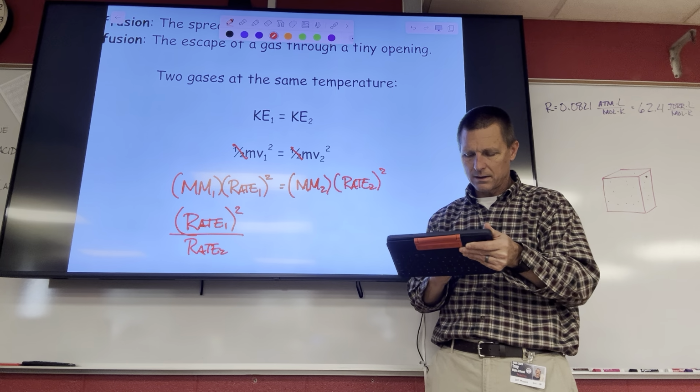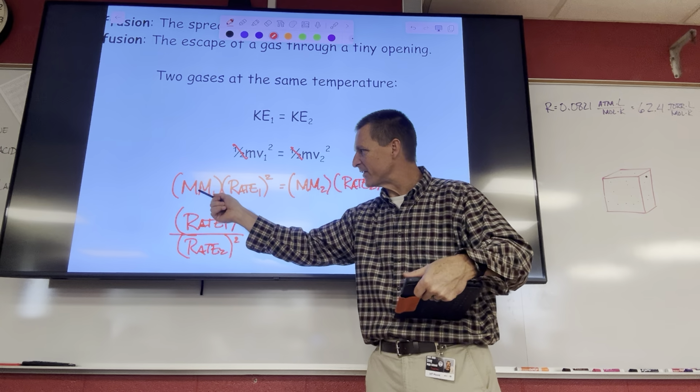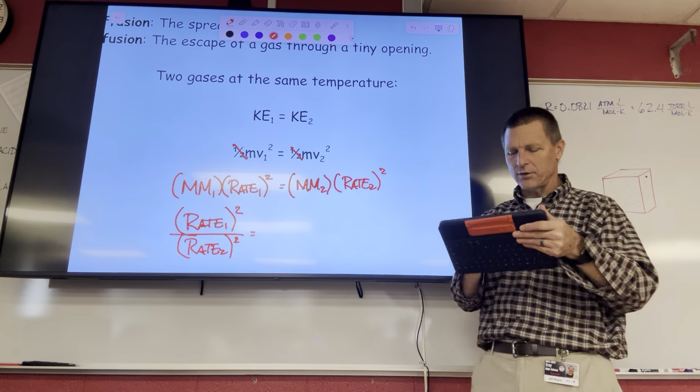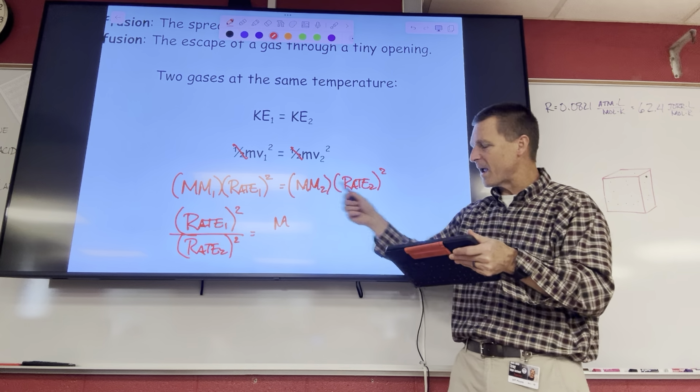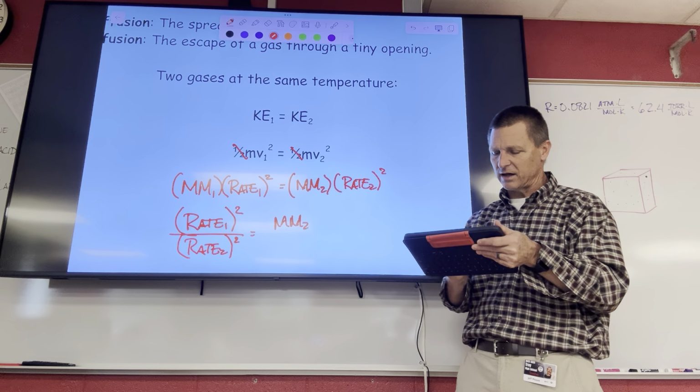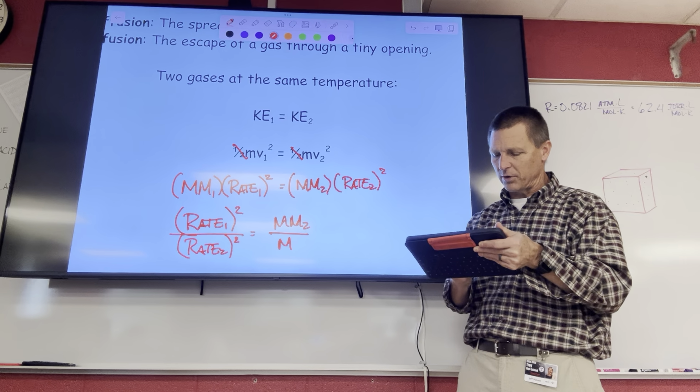And then on the right side, keep the molar masses over on the right side. So I know the molar mass of gas 1 is on the left at the beginning. Let's divide that out and send it over to the right side. So on the right side, the molar mass of gas 2 was already there, and then it's now being divided by the molar mass of gas 1.